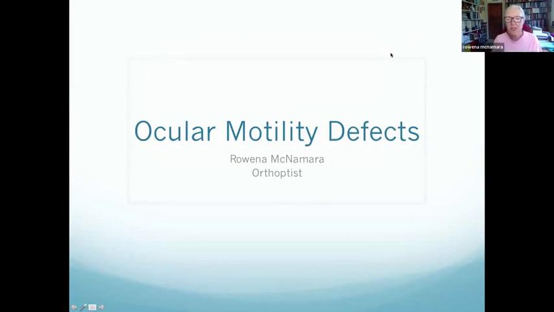Today, I wanted to continue our conversation about eye movements, and we looked at the anatomy of the extraocular muscles, how they travel from the apex of the orbit towards the eye, and how they rotate the eye. So today I'm going to talk about things that go wrong.